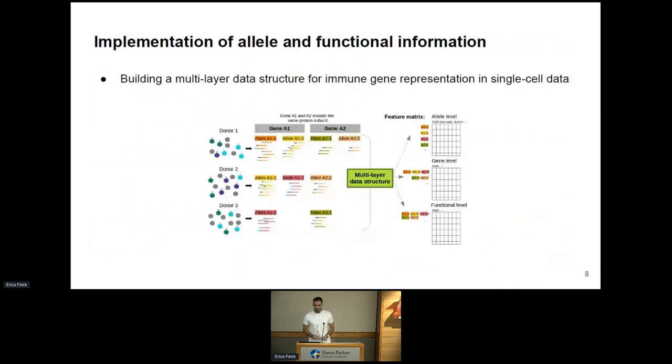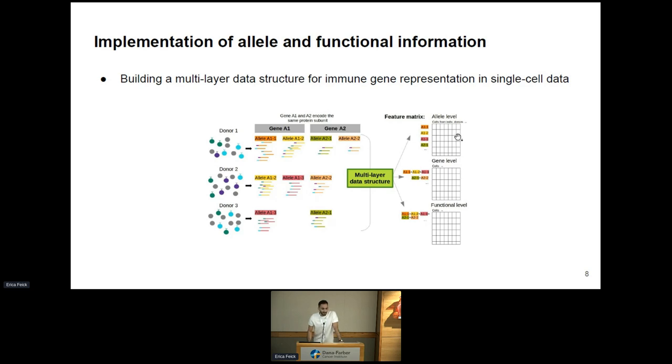In this slide, I will discuss the implementation of allele and functional information. Let's take this example where we have two genes, A1 and A2, which are very similar genes. They are a representation of what I just mentioned, the polygenic and hyperpolymorphic immune genes. What we want to do is build a multi-layer data structure of immune gene expression on three levels: first the allele level, then the gene level, and the functional level. You might be familiar, and I'm pretty sure you are, with the gene level as it's implemented in the SingleCellExperiment object at the moment.